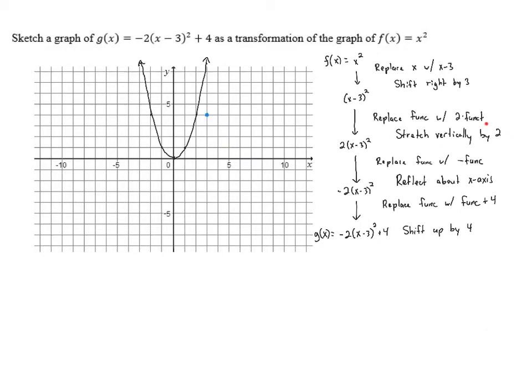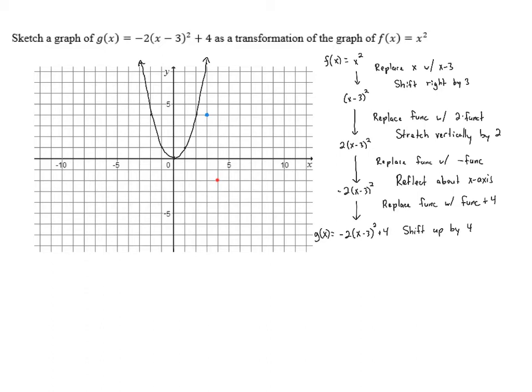Now we need to stretch it vertically by a factor of 2. Right now it's 1 unit above the x-axis, so we need to stretch it so that it's 2 units above the x-axis. It's going to go right here. Then we need to reflect it about the x-axis. So at this point it's 2 units above the x-axis. When we reflect it, it's going to become 2 units below the x-axis, which is right here.